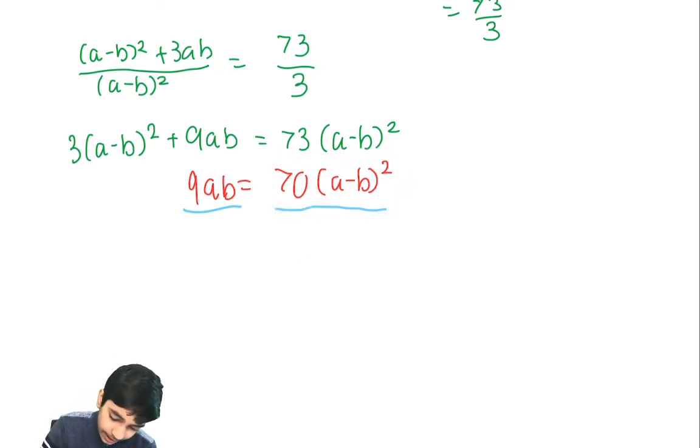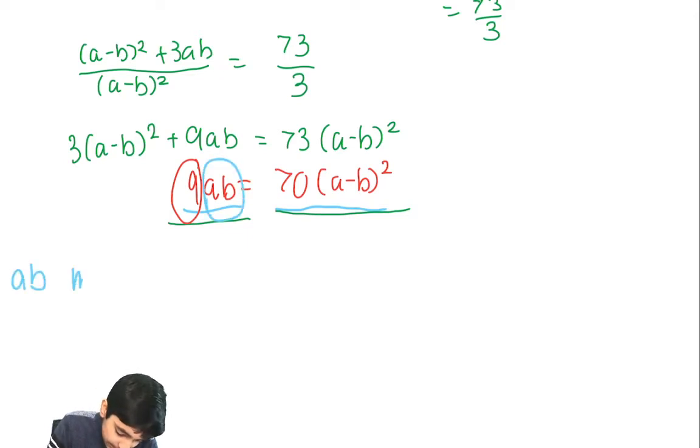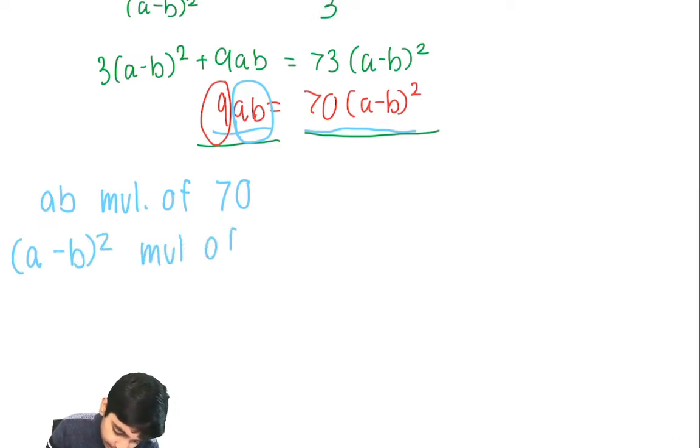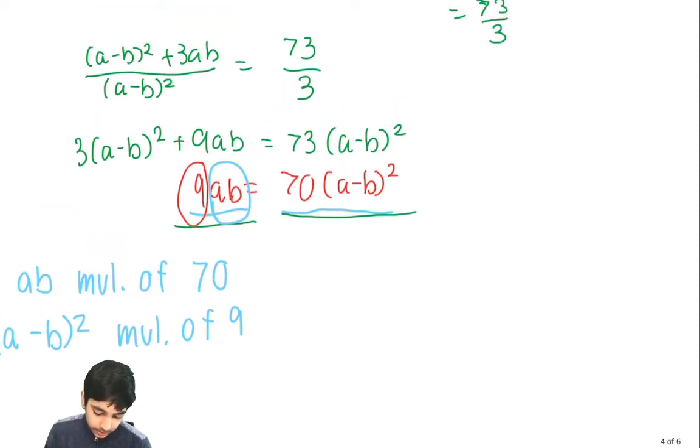Similarly, since this right-hand side is divisible by 70, this left-hand side also has to be a multiple of 70. And since 9 has no factors of 70 in it, AB will have to be a multiple of 70. So now we know that AB will have to be a multiple of 70, and (a - b) squared will have to be a multiple of 9.